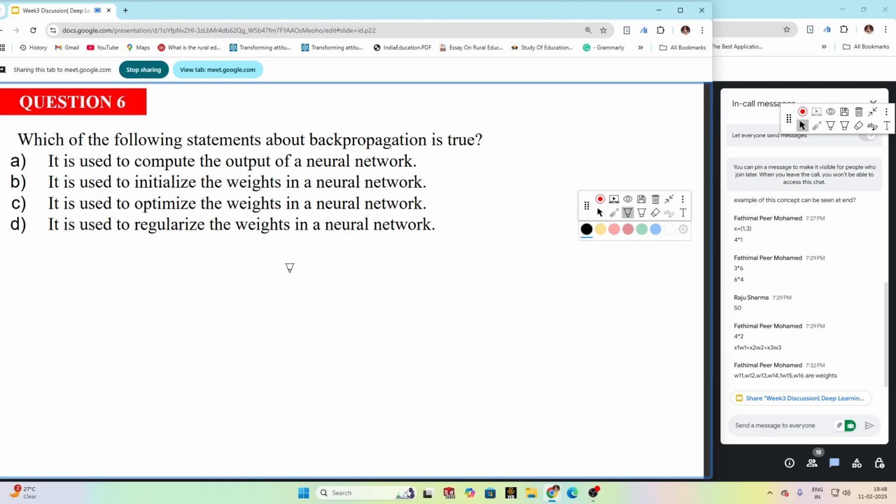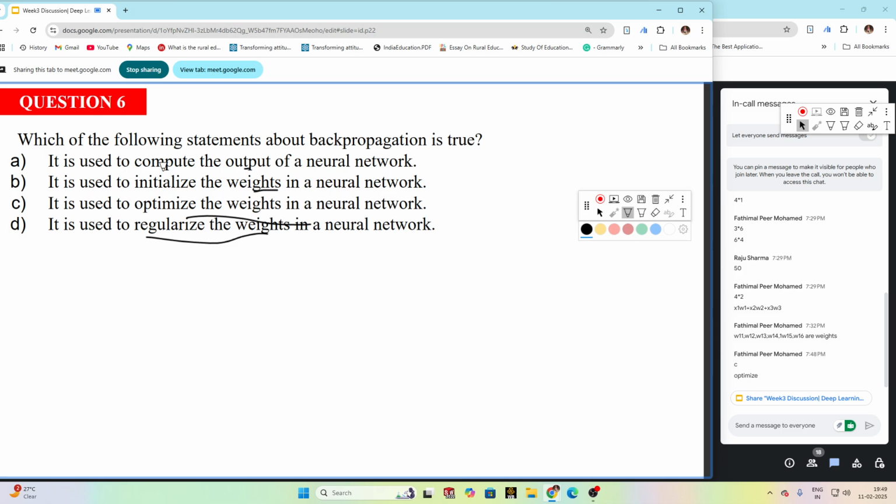Which of the following statements about back propagation is true? It is used to compute the output of a neural network. It is used to initialize the weights in the neural network. It is used to optimize the weights in the neural network, and it is used to regularize the weights in the neural network. Yeah, so option C is right. That is optimize the weights.